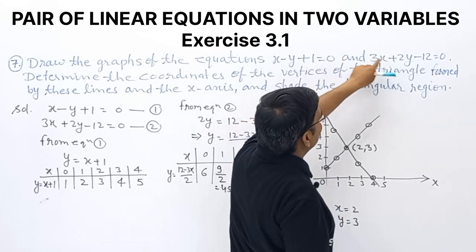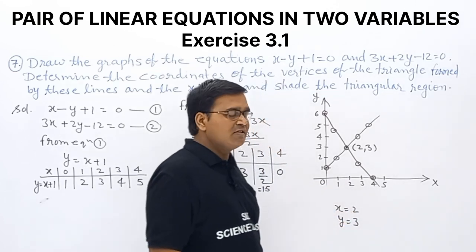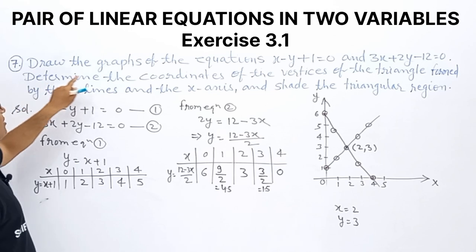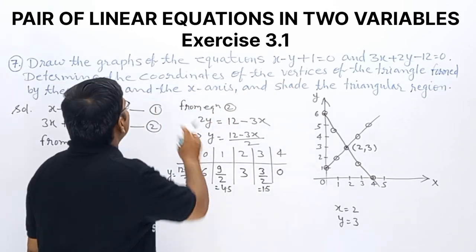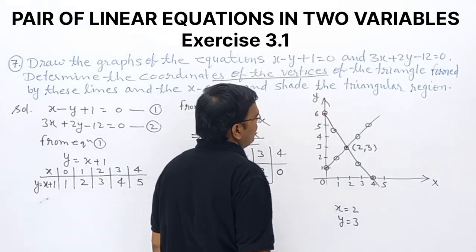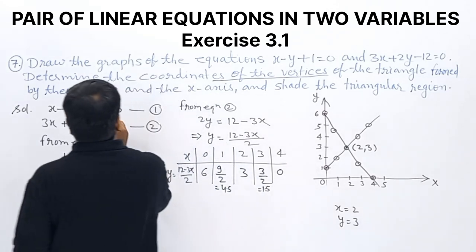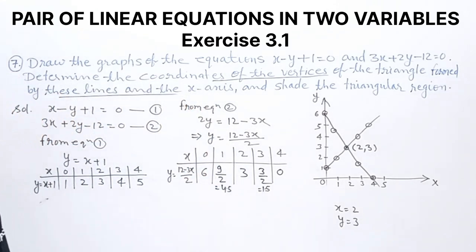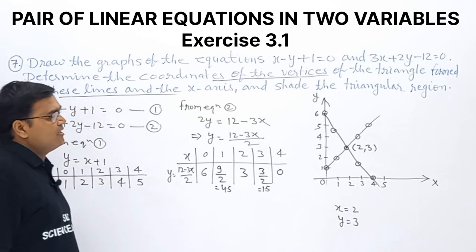Graphically, what will be the solution of this equation? The x value will be 2 and y equals 3. This is the solution. But what we want is to determine the coordinates of the vertices of the triangle formed by these lines and the x-axis.